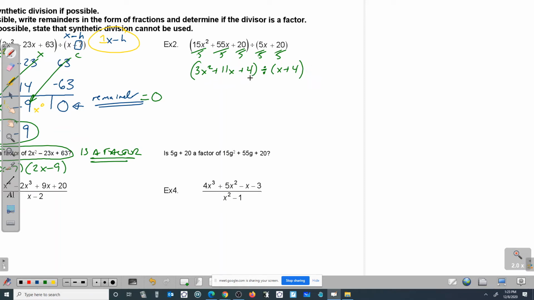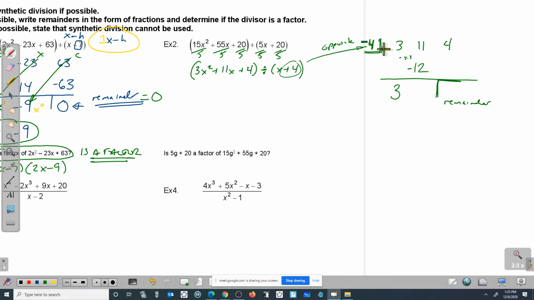So 3x squared plus 11x plus 4 gets divided by x plus 4. You should be putting negative 4 here because whatever this is should be the opposite right here. 3, 11, 4. I would suggest putting a little bar underneath the 4 because this is where you're going to have your remainder. So now I'm going to go through the steps without doing the long division. The 3, I just brought it down to the bottom. The first number is always the same as the first number here. So if negative 4 gets multiplied by 3, you get negative 12.